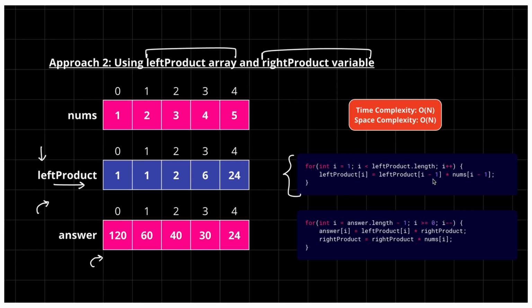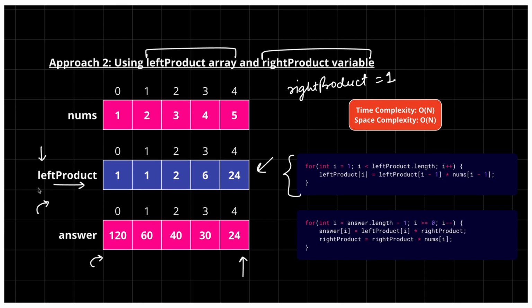As you can see, the code is exactly the same, right? So 1, 1, 2, 6, 24. The code is exactly the same, but there will be a difference: this time we will be filling this answer array from the right side. What will we get if we start filling this answer array from the right side? As you can see, we can take a right product variable, which can be initially set to 1.